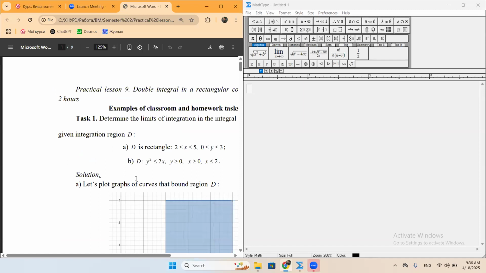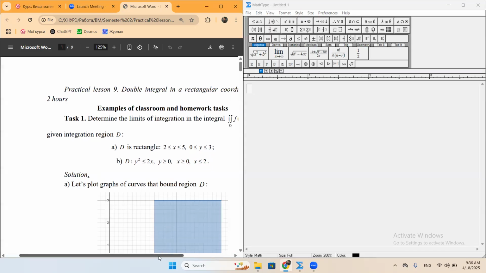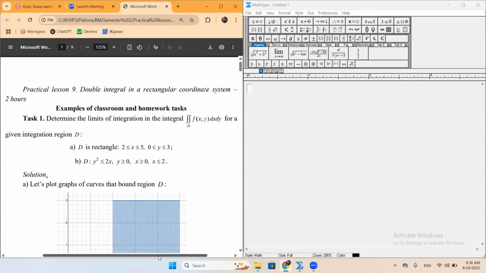Analogically to the one-dimensional, so definite integral, we have a region of integration. In the one-dimensional case, the region of integration is just a segment, and here for double integrals we have a two-dimensional region. Before we start calculating double integrals, we will have some practice determining the limits of integration. Let's start with task number 1.